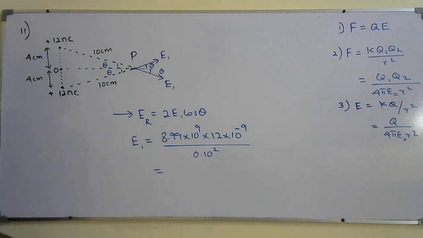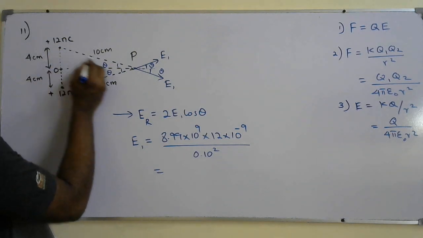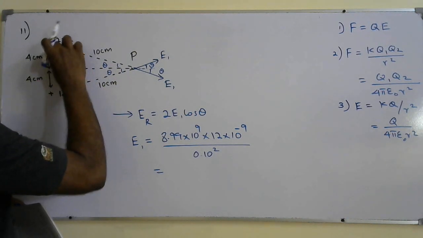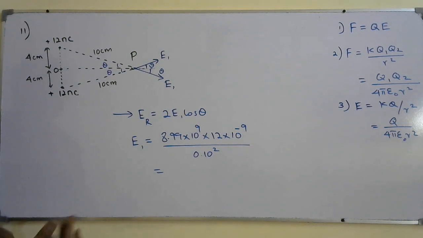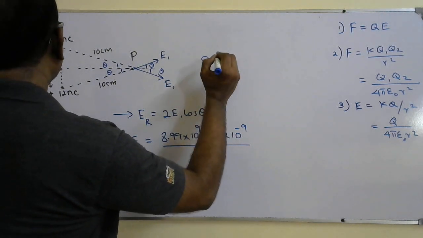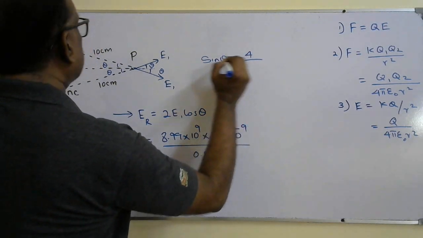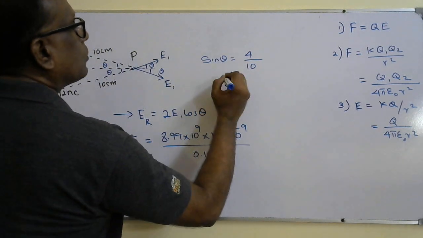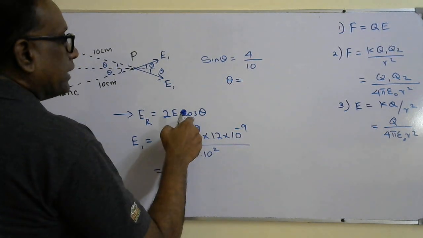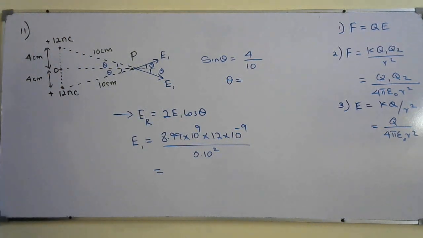How to find the cos theta? In this right angle triangle, we know the opposite side. This is 4 centimeter, this is 10 centimeter. If I want, I can find the sine theta. Sine theta is equal to opposite, 4 centimeter, over hypotenuse, that is 10. So from this I can find the theta. Use the theta here with cos theta. You will get the resultant electric field strength. That will be the electric field strength at point P.